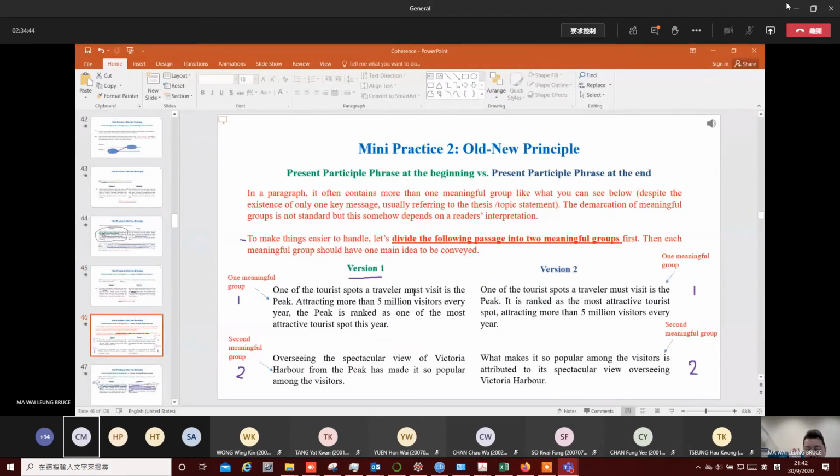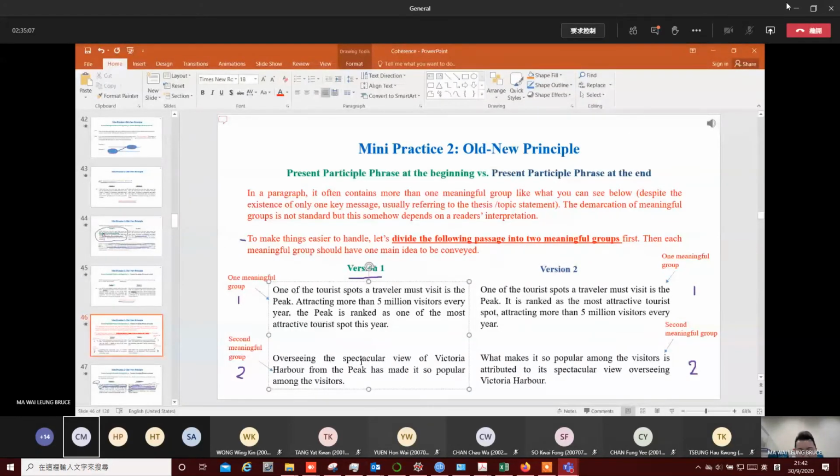I try to divide the paragraphs into 2 meaningful groups: one meaningful group and the second meaningful group. Look at how the second one correlates to the first one. One of the tourist spots a traveler must visit is the Peak. Attracting more than 5 million visitors every year, the Peak is ranked as one of the most attractive tourist spots this year. Now, let's see the opening of the second segment.